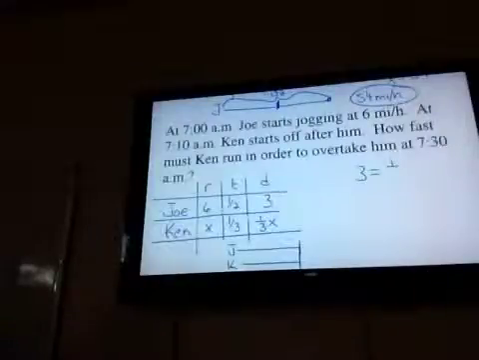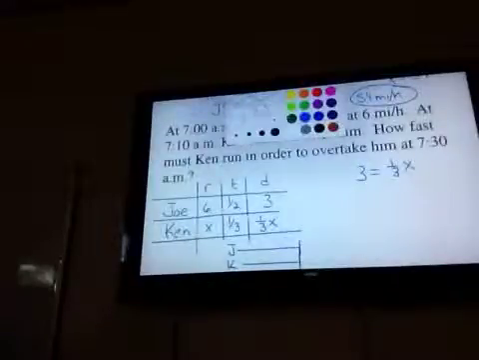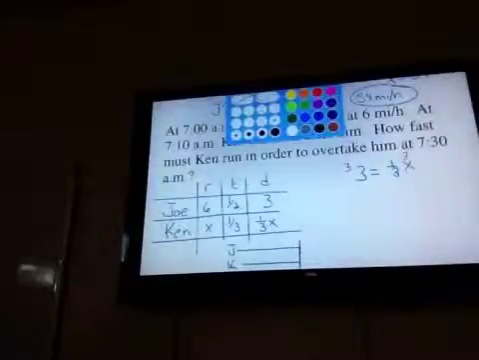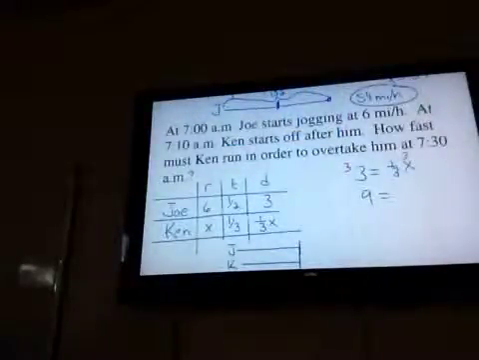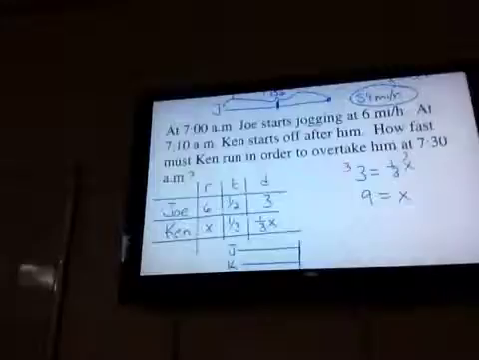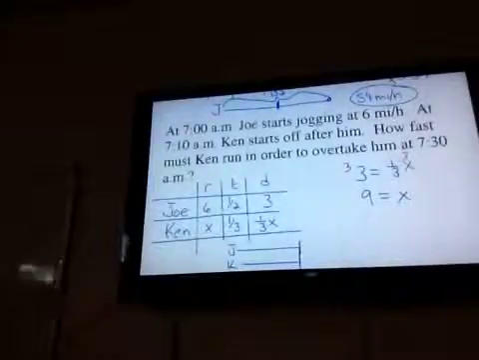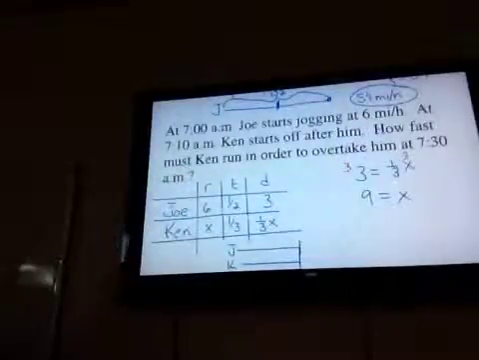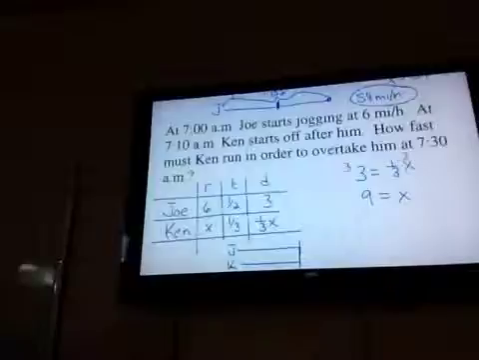So 3 equals 1/3 X. Multiply both sides by 3 to get rid of that fraction. And X is 9. From our chart, X represents Ken's rate, which is exactly what we're looking for. How fast must Ken run? So Ken's got to run at 9 miles per hour.